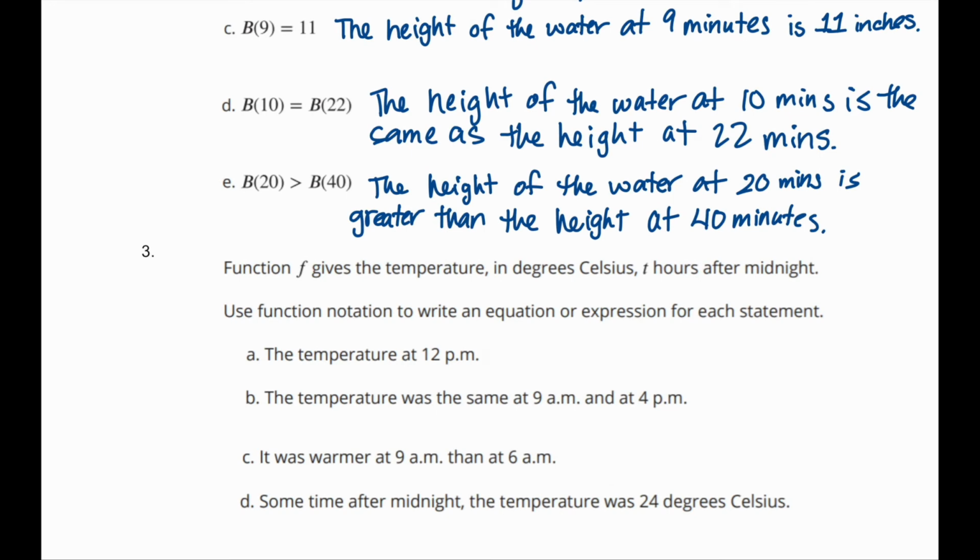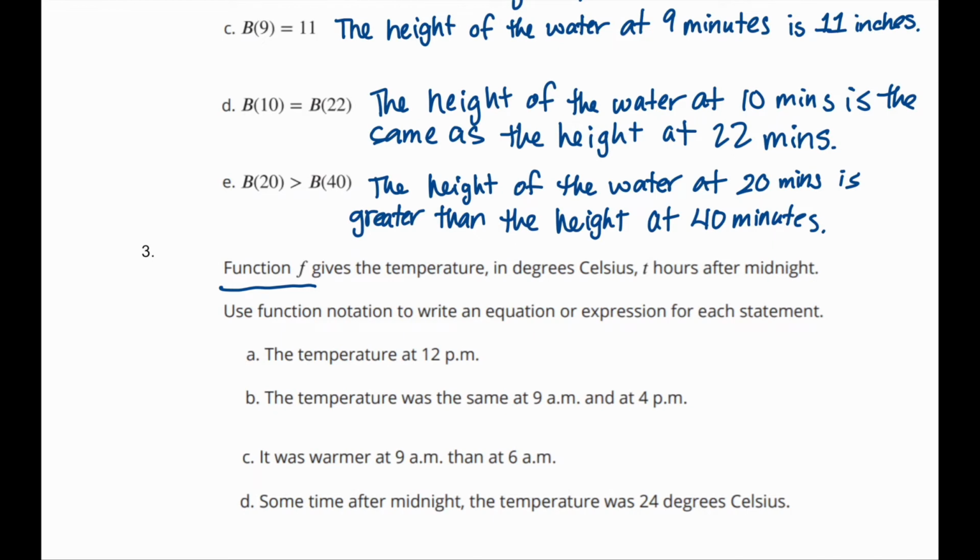So if we look at question 3, we're now looking at functions in terms of temperature. Now this one is again hours after midnight, so the same as our first question, but instead now we get to write our function notation statements instead of interpreting them. So if we're trying to represent an output value, we're going to have the name of the function with the input at that specific time. So f is the name of our function.